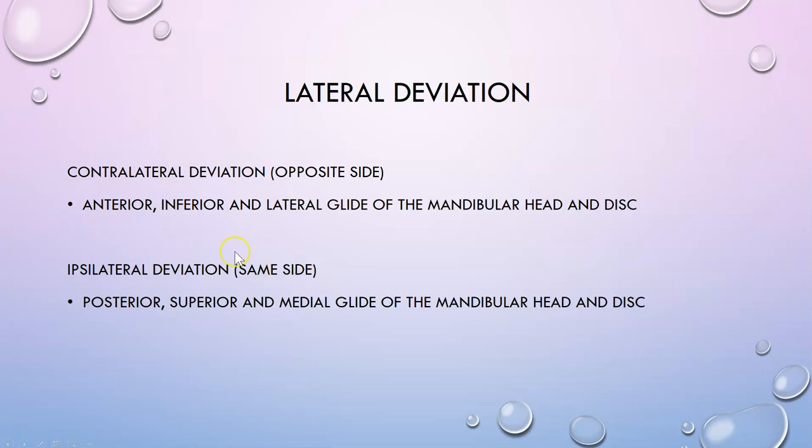So you can see that when I'm moving in this direction, there is some movement that's occurring on this side. So if we go contralateral movement, so this right pterygoid is contracting, my jaw is moving left. Let's go back to the movements. So if it's a contralateral, that means that the mandible has moved anterior inferior, and there is a lateral glide of the mandibular head and disc.